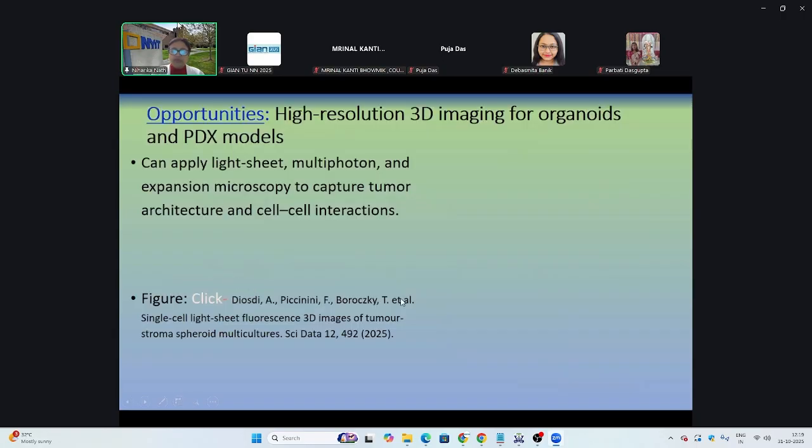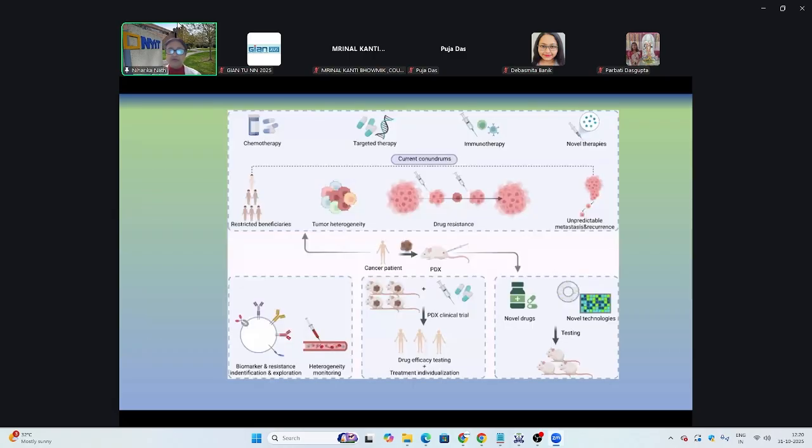So I just wanted to show you the opportunities for imaging for these organoids, now that I explained what the organoid is and what a patient-derived model is, just to show you the full picture. This has everything in it together. So here it is.